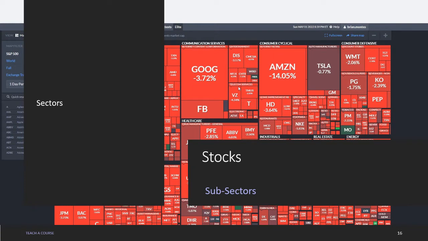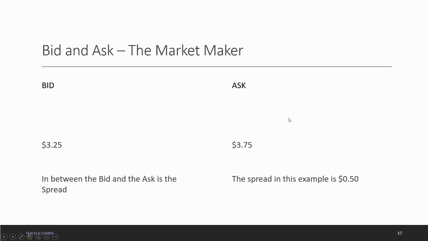Let's talk now about the market maker, the bid, and the ask. This applies to when you are ready to actually place a trade. The market works very much like a brokerage. There's a buyer and a seller, and there's a market maker in the middle. The market maker's job is to marry up the buyer and the seller.